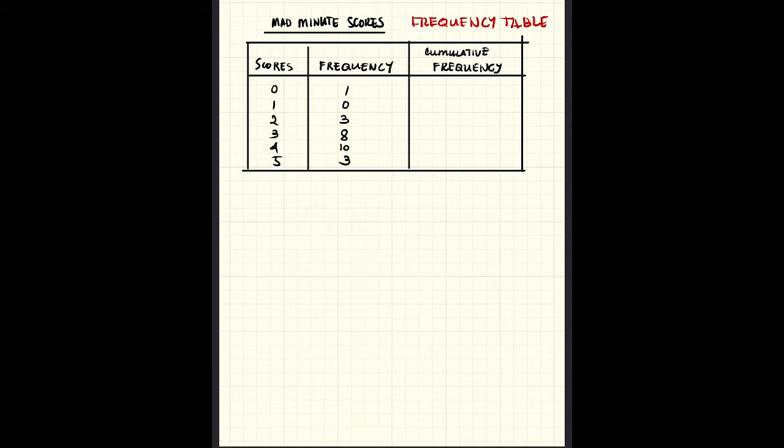So basically what you do, you transfer the first value there and then add. So 1 plus 0 gives you 1. 1 plus 3 gives you 4. 4 plus 8 is 12. 12 plus 10 is 22. 22 plus 3 is 25. So this just means you had a total of 25 respondents or people who took the Mad Minute, okay?